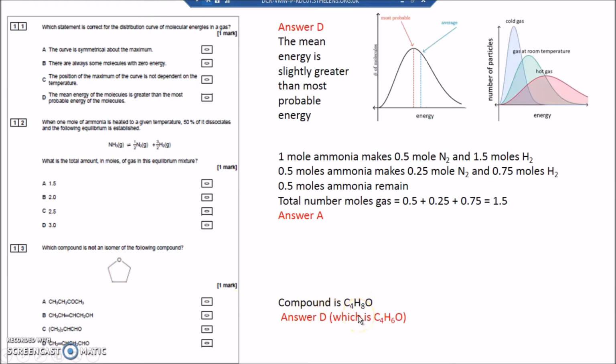Answer is D, the only one that's not an isomer. They're all C4H8O apart from D, which is C4H6O. So the question says which is not an isomer.